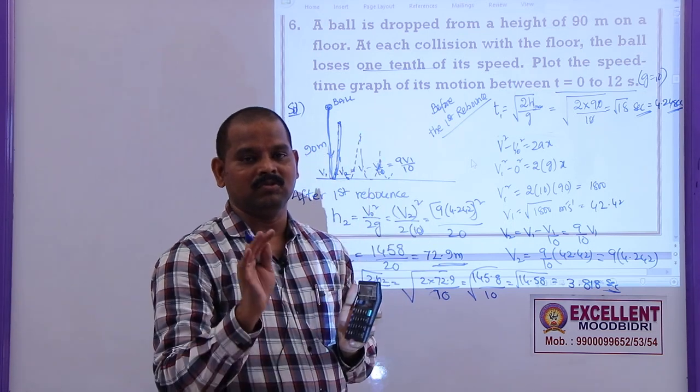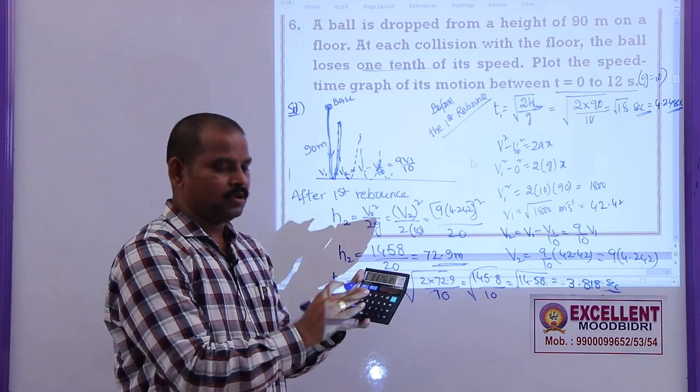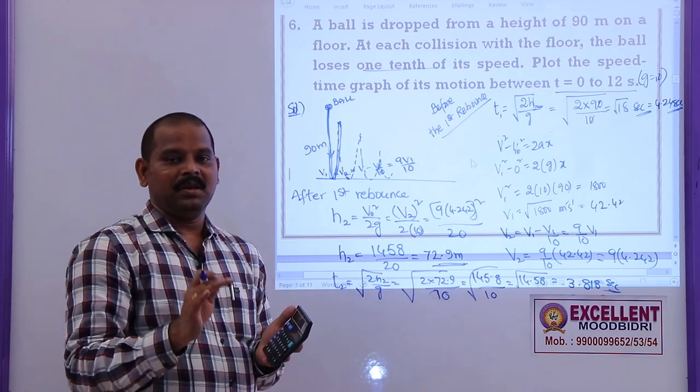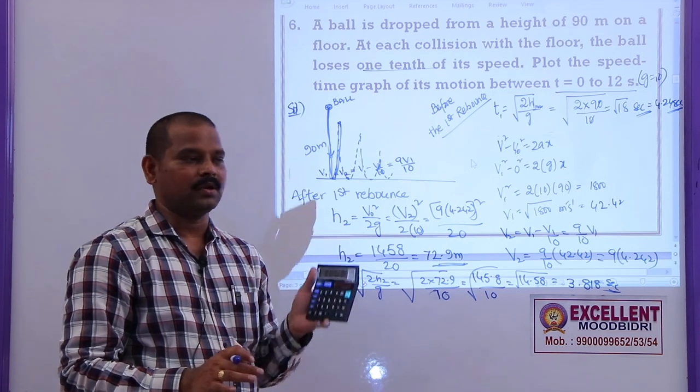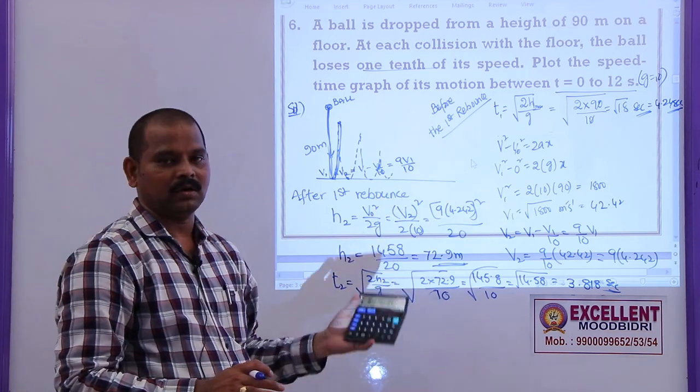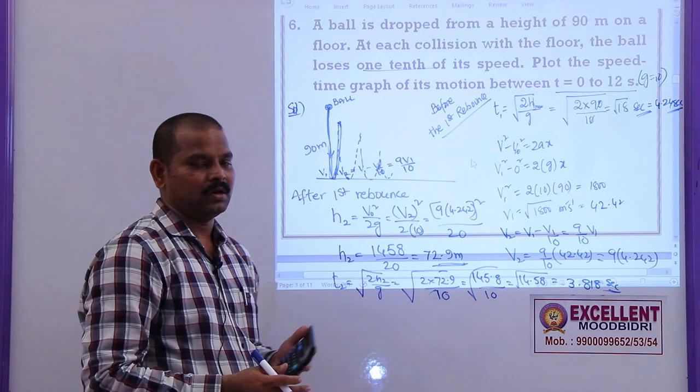Remember students, you can use a calculator while solving these problems in PUC, but in competitive exams you cannot use a calculator. Please remember this. For PUC you can use a calculator, but for NEET as well as JEE including CET, you are not allowed to use a calculator. That is why I am using a calculator in this case.